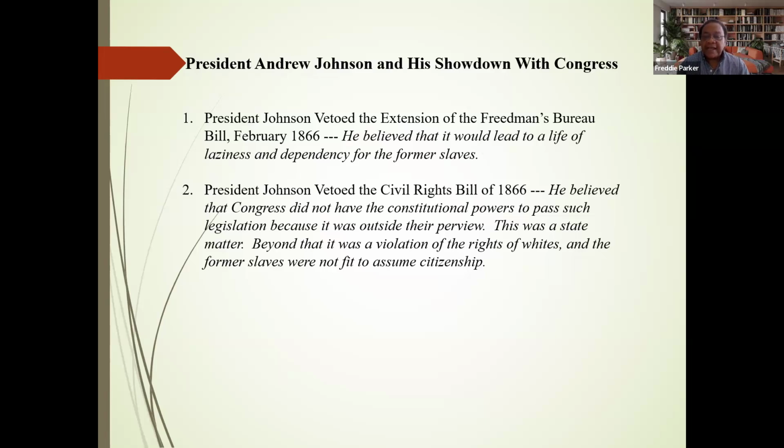He believed that Congress did not have the constitutional powers to pass such legislation because it was outside their purview. This was a state matter, he said. Beyond that, it was a violation of the rights of whites, and the former slaves were not fit to assume citizenship. It's Andrew Johnson, who was born in Raleigh, North Carolina.